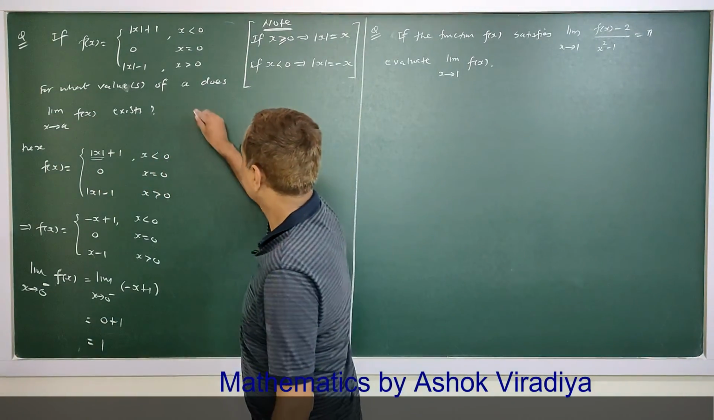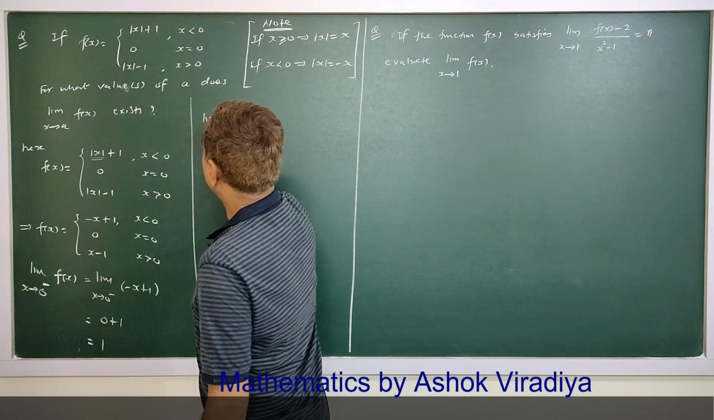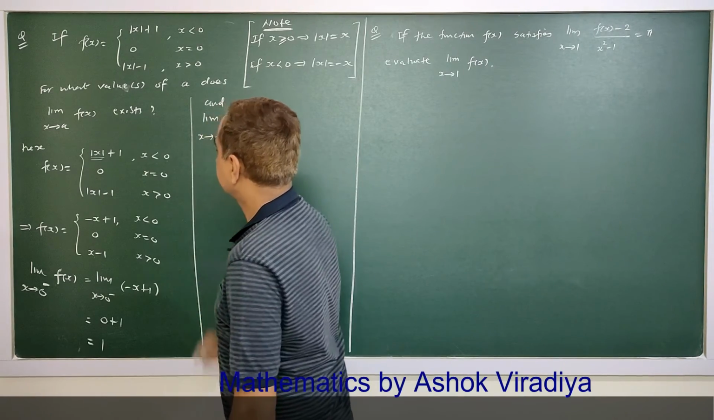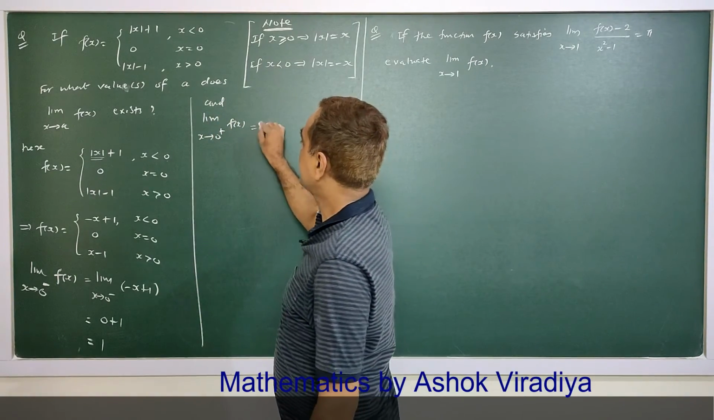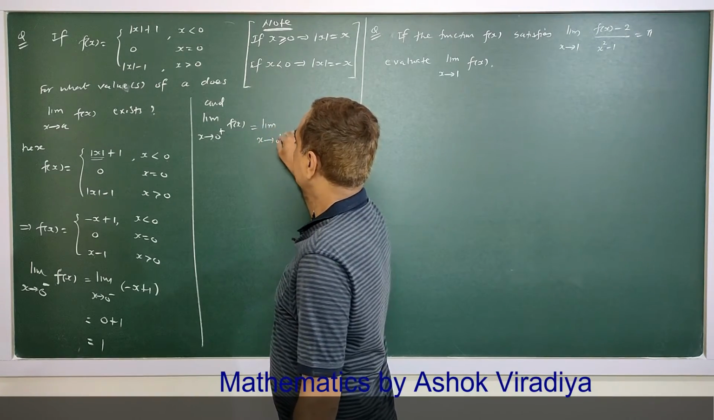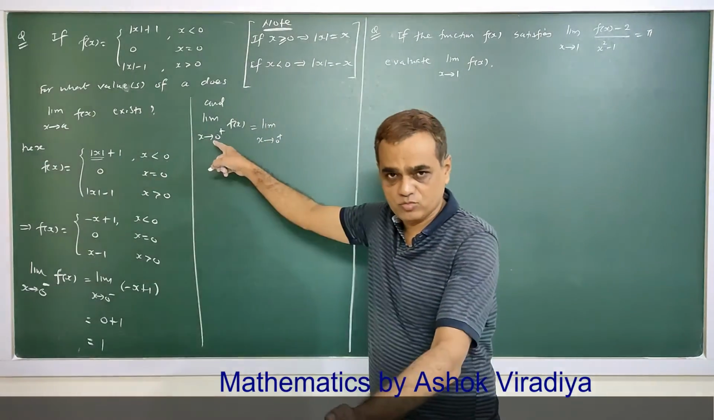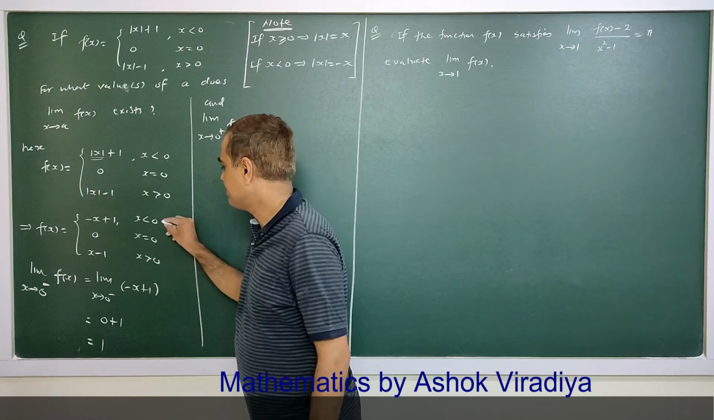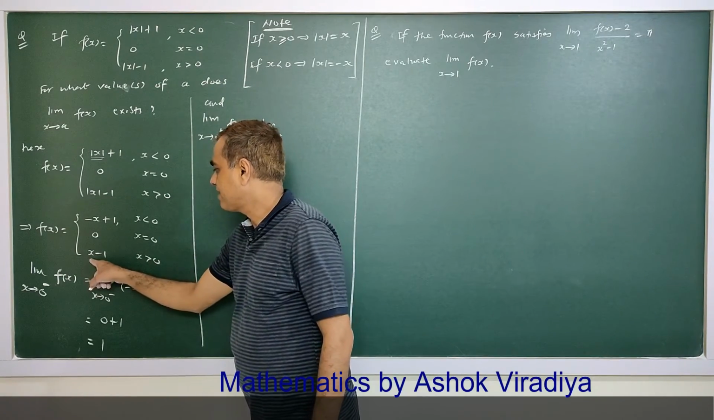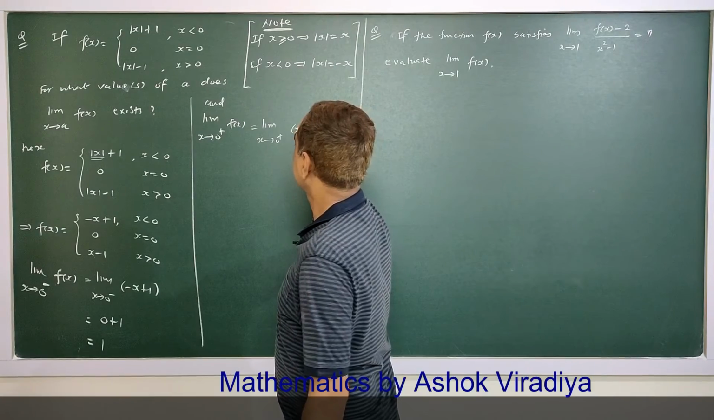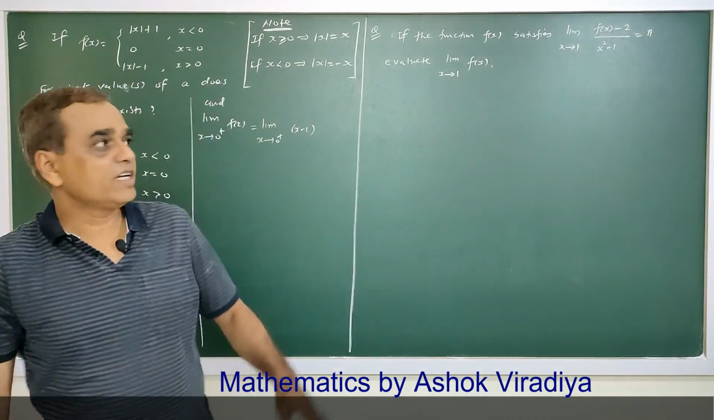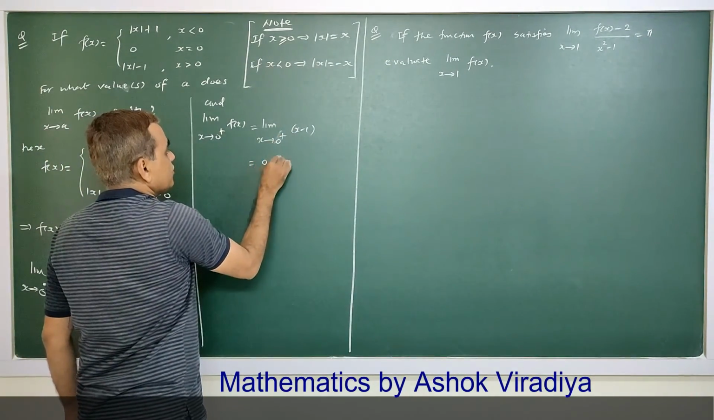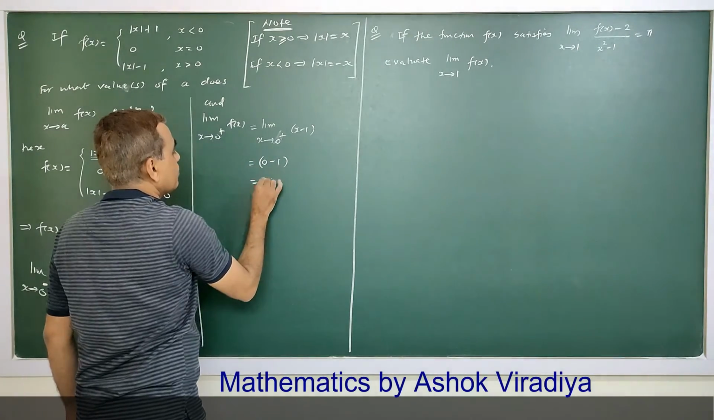Now right hand limit. Limit of f(x), x tends to 0 from right side. When x tends to 0 from right side, that means x are more than 0. If x is more than 0, then we are using this simple form. x is more than 0, f(x) is x minus 1. So here, putting here 0, this is 0 minus 1, it is minus 1.